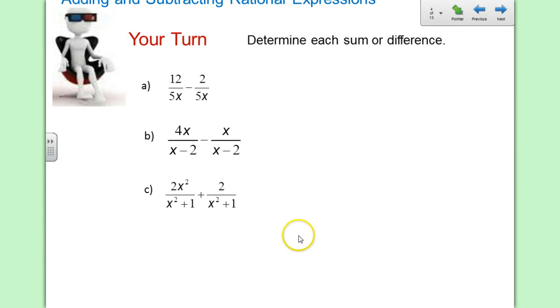What about in questions like this? Determine each sum or difference, your turn. Carry on your work. Pause this. Please don't just sit and copy. I want you to pause, and now it's your turn to give it a go.